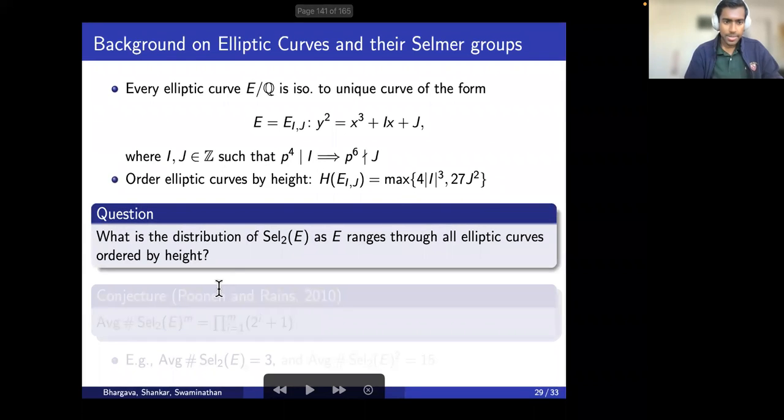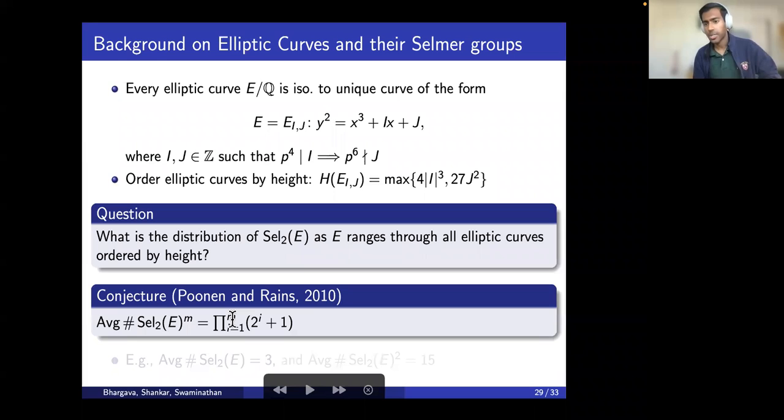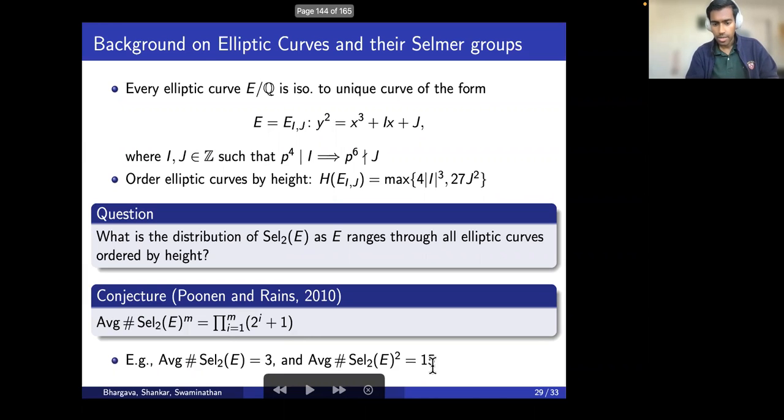So the question we're interested in is, what is the distribution of the two Selmer group of E as E ranges through all elliptic curves ordered by height? And Poonen and Rains have a conjecture for what this distribution should be. And regarding the moments of the distribution, they make the following beautiful prediction. The mth moment of the two Selmer group of E should just be the product, i goes from 1 up to m, of 2 to the i plus 1. So for example, the average should be 3, and the second moment should be 15.